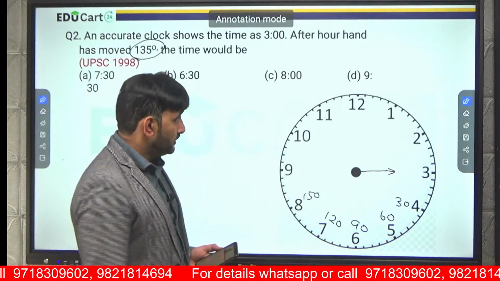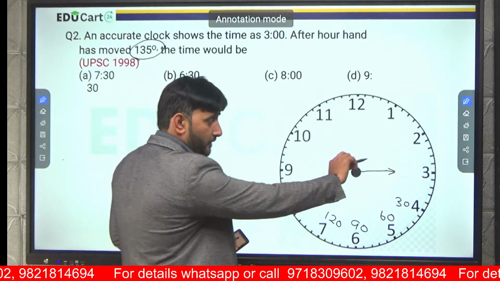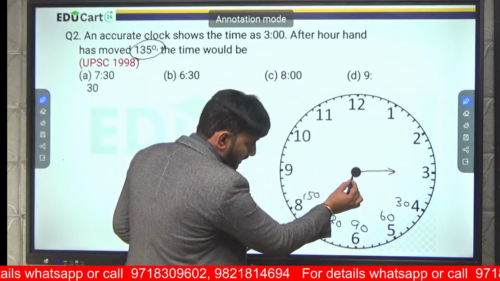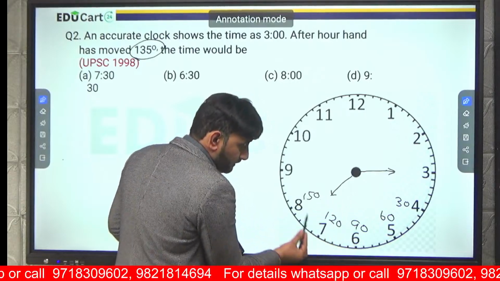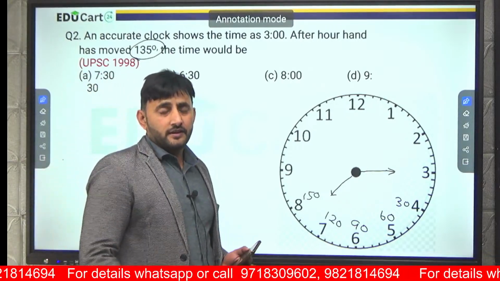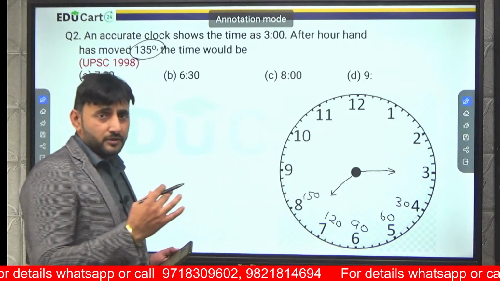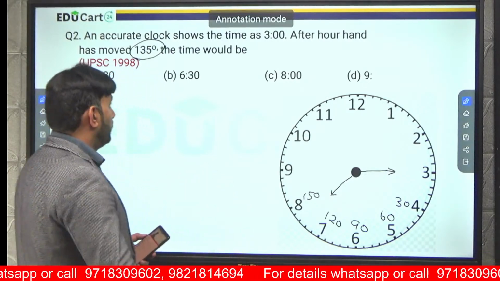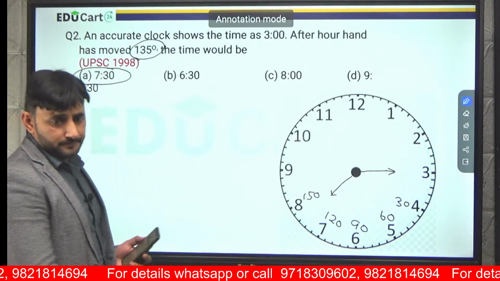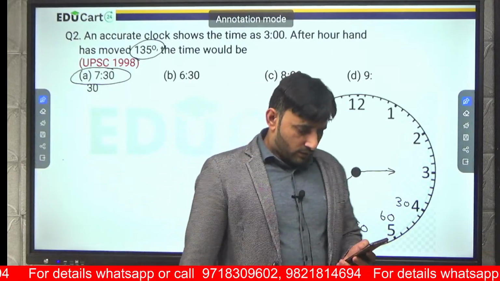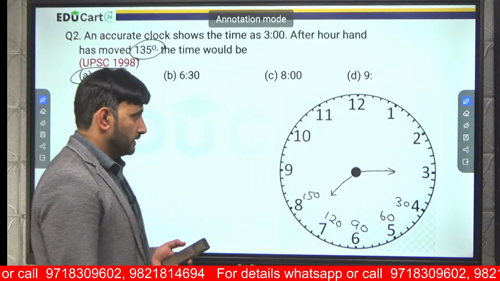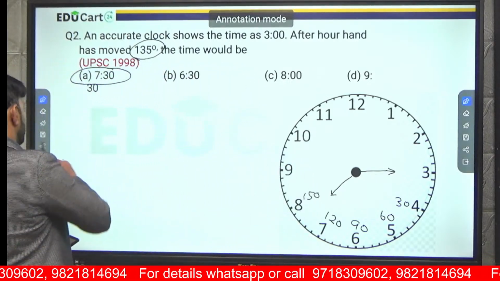So we want the hand to move by 135 degree angle. If the hand moves 135 degree, then it will be somewhere exactly between 7 and 8. If the hand is between 7 and 8, then the time has to be between 7 and 8. Only one option is there, which is between 7 and 8, that is 7:30. You could have answered this question in this manner also. Fine. Erasing it and moving to the next part.